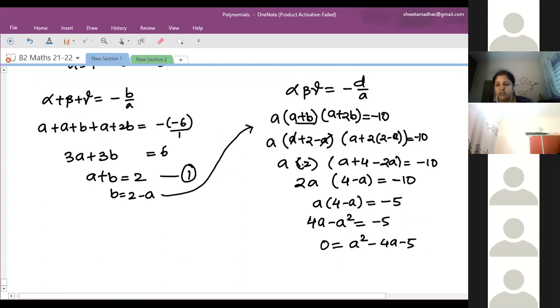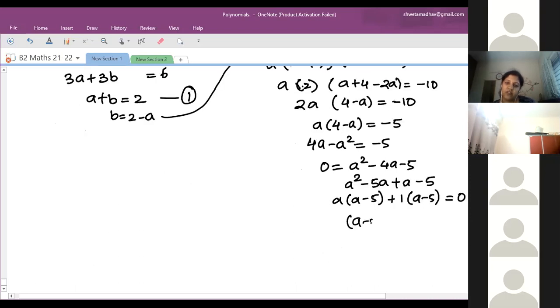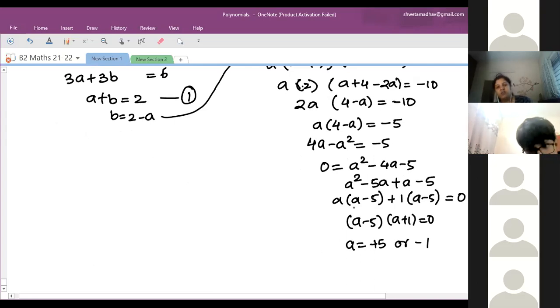This is a quadratic equation. So factors are: product needed is minus 5, sum needed is minus 4. Minus 5a plus a minus 5. So a into bracket a minus 5 plus 1 into bracket a minus 5 is equal to 0. So you'll get two factors as a minus 5 and a plus 1 is equal to 0. So value of a will be either plus 5 or minus 1. Are the steps clear?